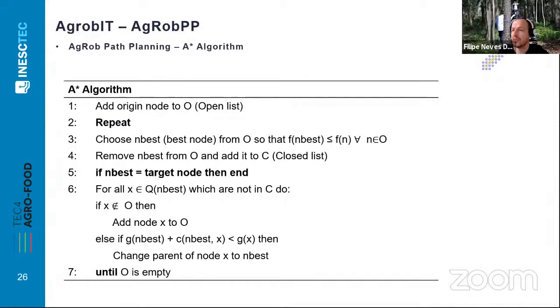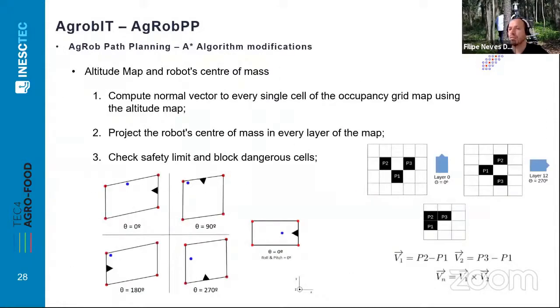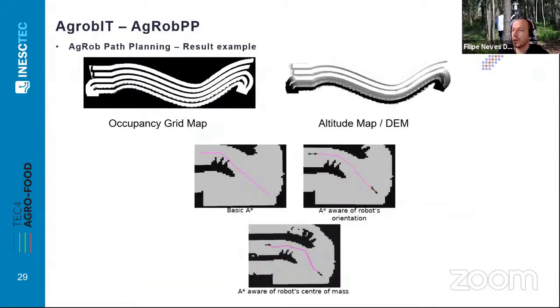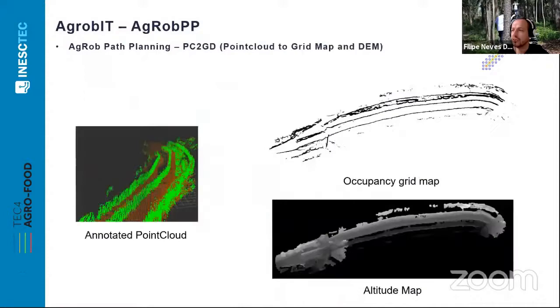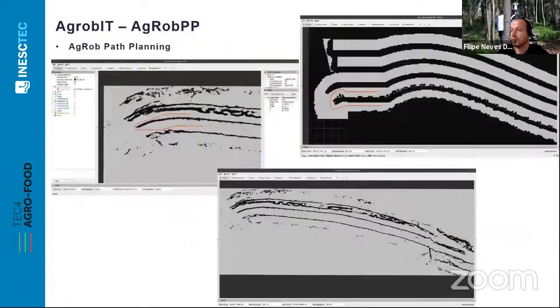Another, this is basically based on the A-star algorithm. And we have extended this to consider the center of gravity of the robot, but also the steepness of the terrain. From an occupancy grid map and from an altitude map or a digital elevation terrain map, we are able to make the right path planning for the robot. As you can see, if you use a basic A-star, it will try to optimize the shortest trajectory, but it is not the safest one. If we take the orientation and the center of gravity into consideration, we will have the safest trajectory for this robot. And these are a few examples that we are using.